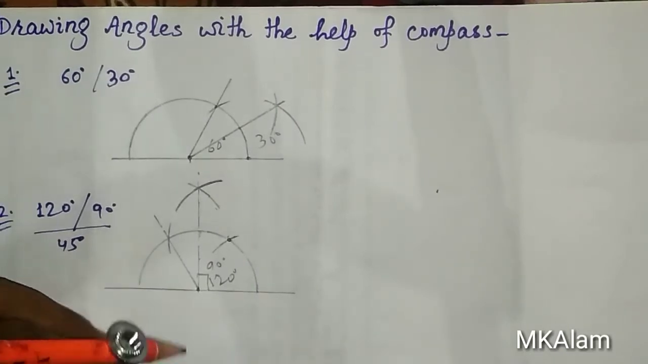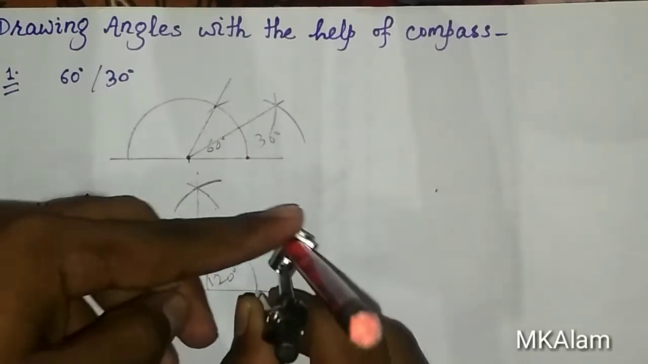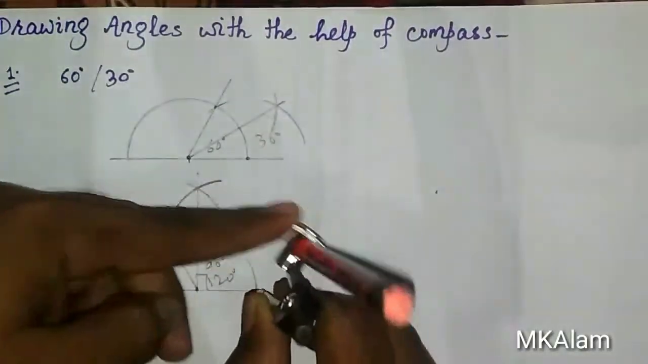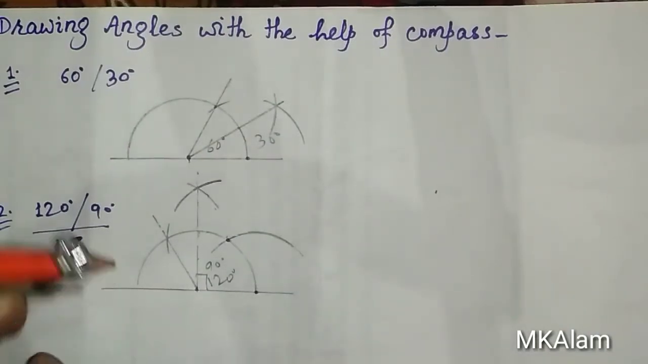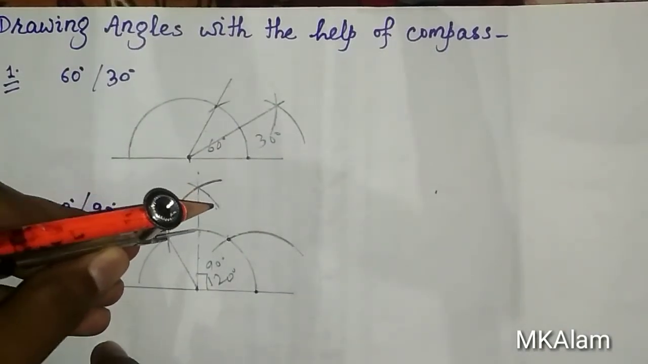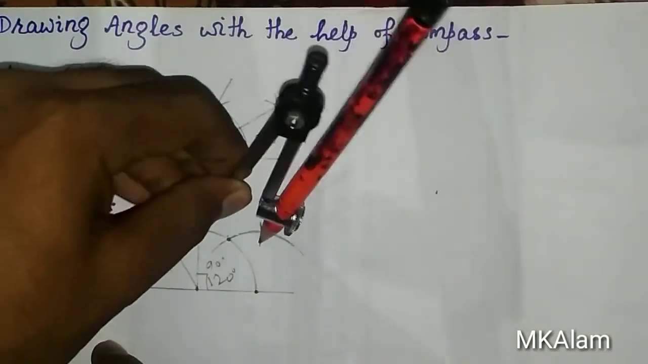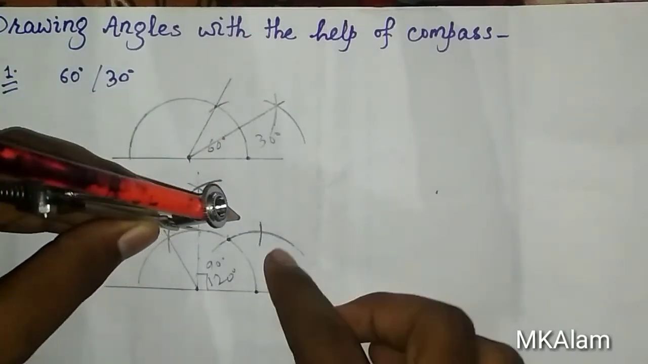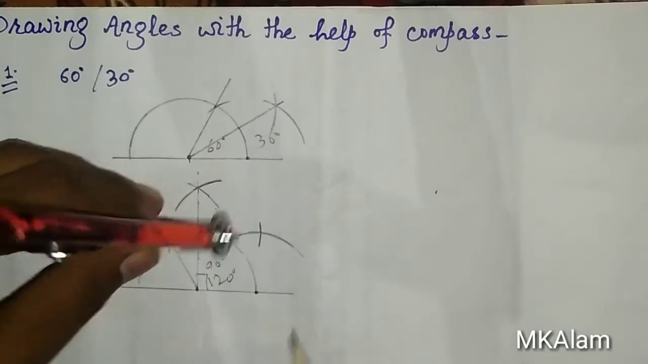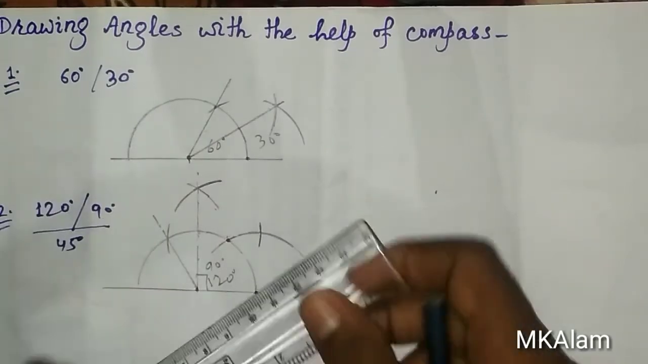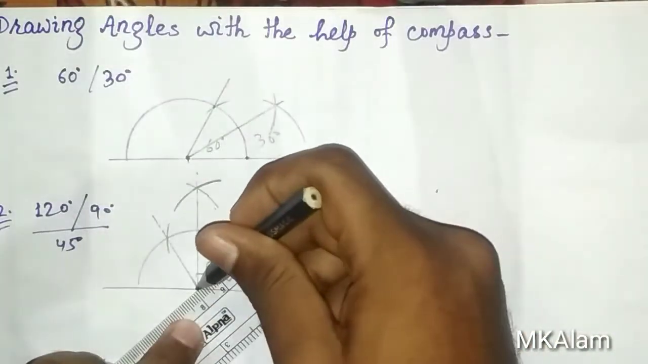So you will have to do simply only one thing: your needle will be on this line, on this point, and you will have to draw an arc like this. After this you will have to take your needle on this point, and you will get this cutting point of both these. After this you will have to take your ruler and draw a line.